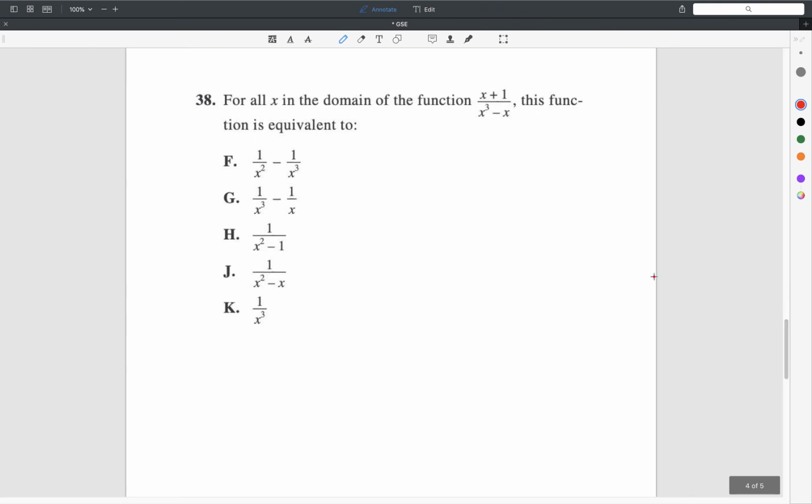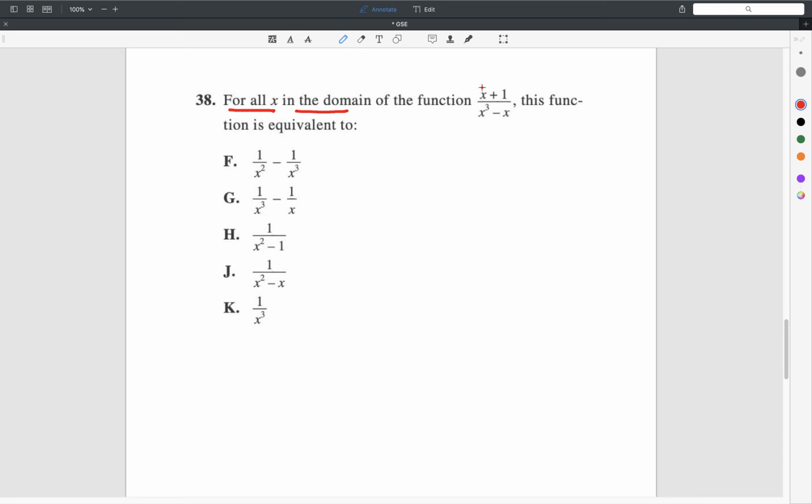So this question says that for all x in the domain of the function here, this function is equivalent to... All right. This is a great question to give yourself an example with. And a lot of people, it doesn't even occur to them that they could use it here. But again, the wording of the question gives us a lot of flexibility. It says for all x in the domain of this function. So basically, we can choose any number for x as long as it won't violate the domain of this function, or as long as it's in the domain of that function.